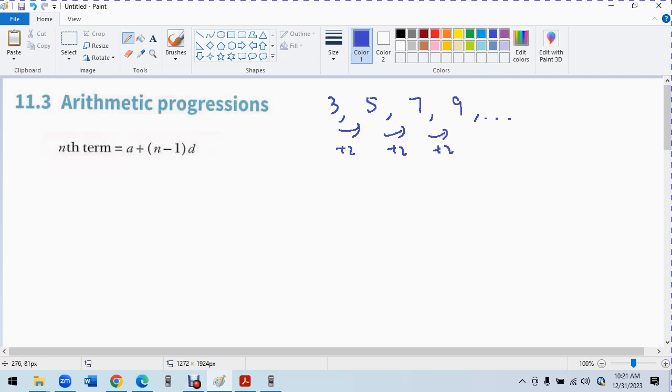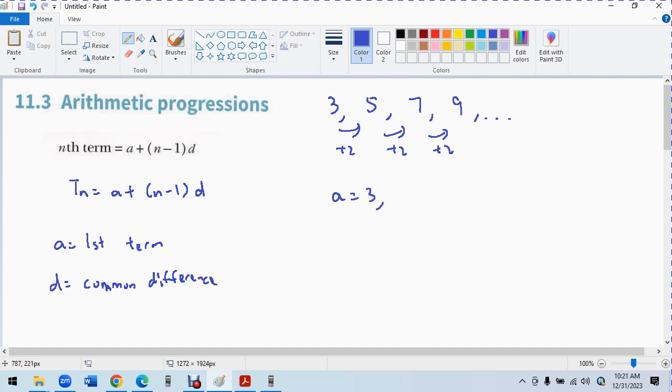So for the arithmetic progression, Tn is a plus n minus 1 d. So a is what? A is the first term. D is the common difference. So for example, for this case, the value of a is 3. D is 5 minus 3, which is equal to 2.